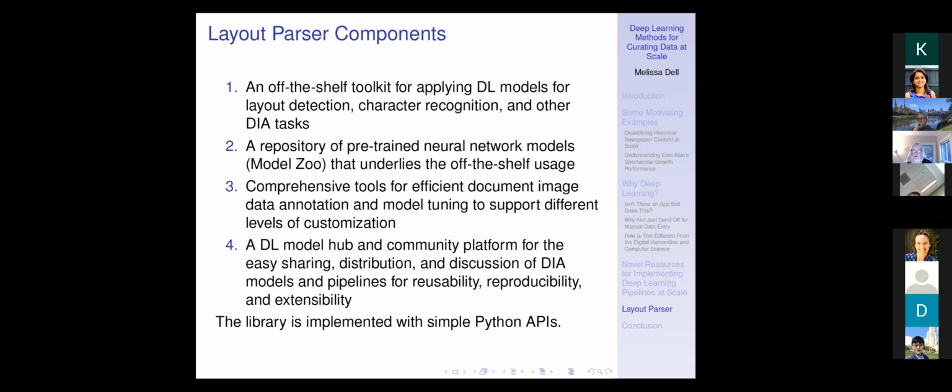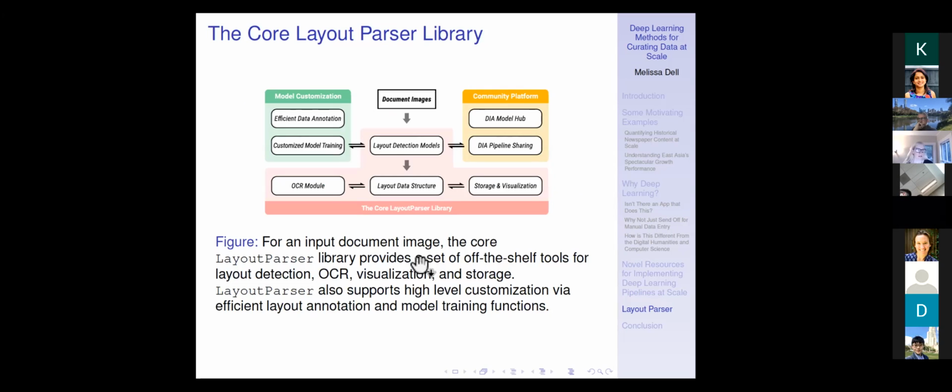And then finally, the community hub. And it's implemented with simple Python APIs. So this is a flow chart of how it works. You will feed it an image of a document. You could potentially just use the models off the shelf to detect the layout structures in the document. So what are the individual headers and columns and cell values, or different types of regions of a table, etc.